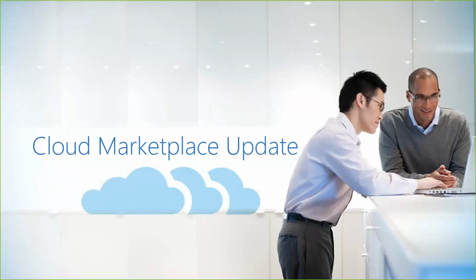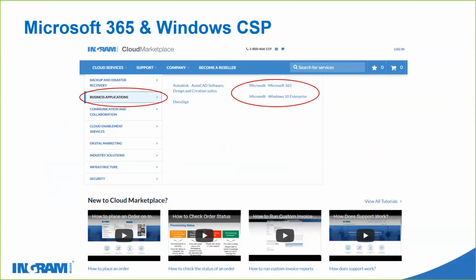Now, finally, just wanted to give you an update on some of the new features that we've just launched in the cloud marketplace for Microsoft. So obviously recently, the Microsoft 365 Business and Enterprise subscriptions had just launched. Now, they are in a slightly different place to the standard Office 365 subscriptions. You'll see here that these are located under business applications within the marketplace. And there you'll see both the Microsoft 365 and the Windows 10 Enterprise options on there.